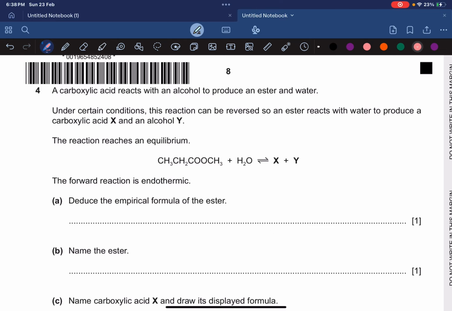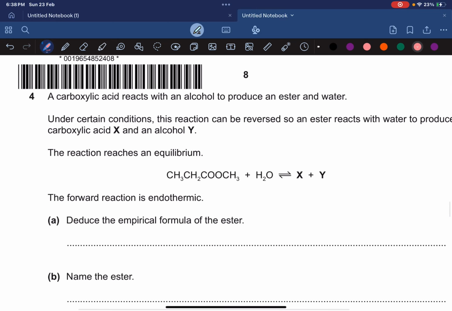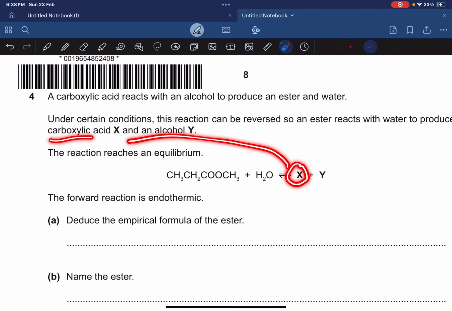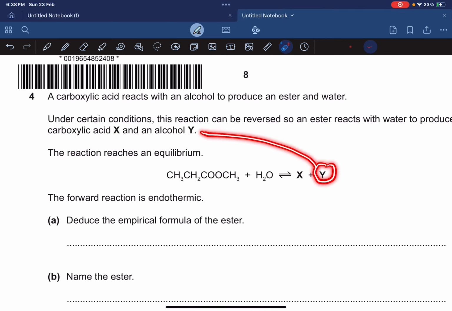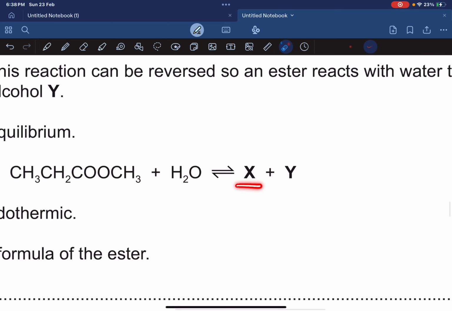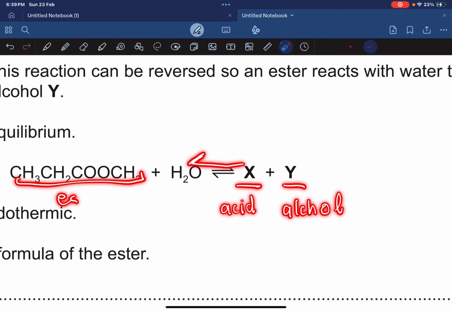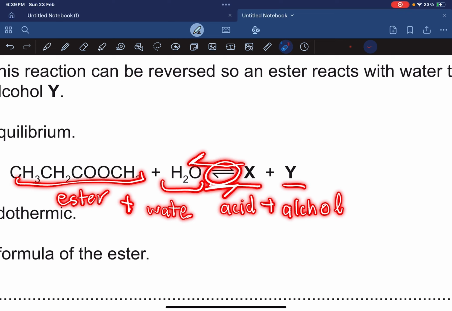Okay. Now this is basically what I'll explain to you. This X is your carboxylic acid, written in the question, carboxylic acid X, and Y is your alcohol, written in the question, alcohol Y. Now, you remember that when a carboxylic acid reacts with an alcohol, you form an ester, plus you form water. And now they're saying that this reaction is reversible, so the ester and water can combine back to form your acid and alcohol. So that is why there's a reversible reaction arrow, okay?